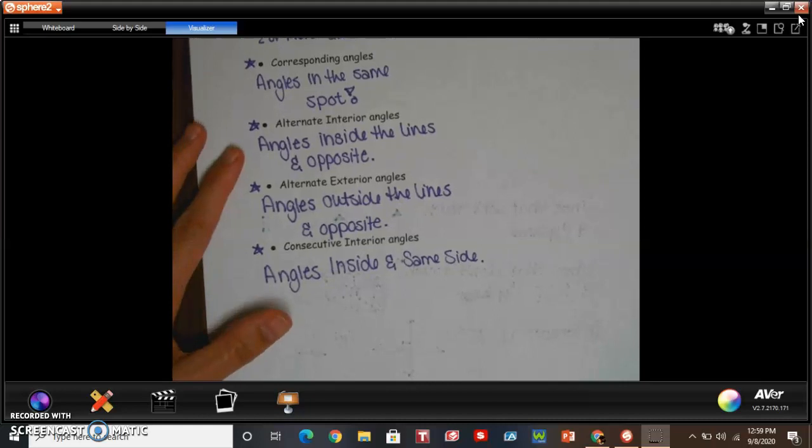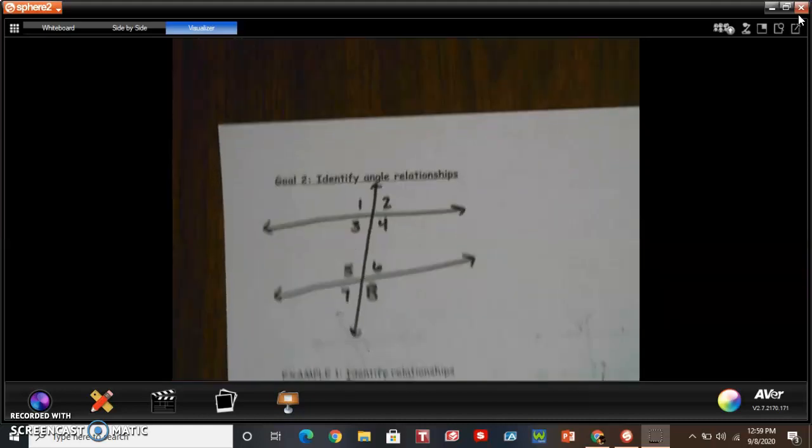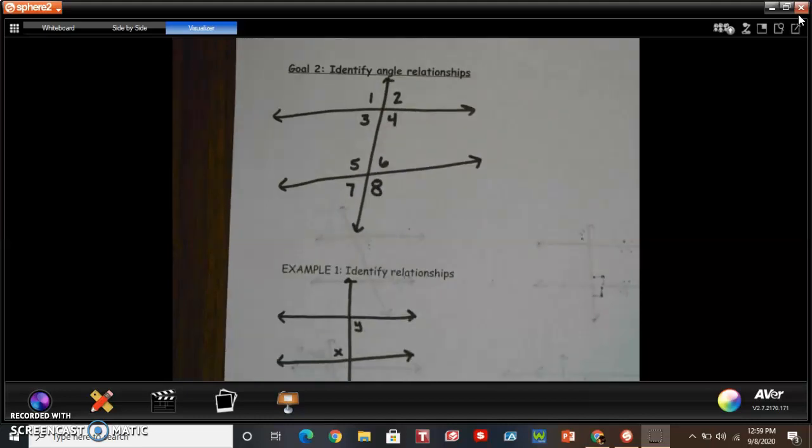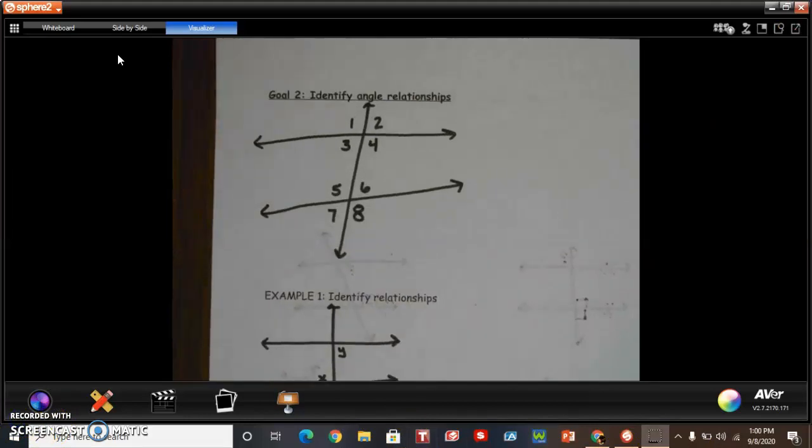That means we are moving on to goal number 2, identifying the relationships. All right, I got to pause this. I need 2 more colors. All right, now, goal number 2, identifying the actual angle relationships.